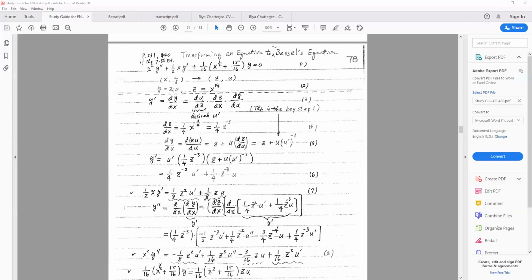Notice z is going to be the new dependent variable. This is the dependent variable of the given equation. This is the new independent variable. So that means we have to transform the equation from the xy domain to the zu domain.